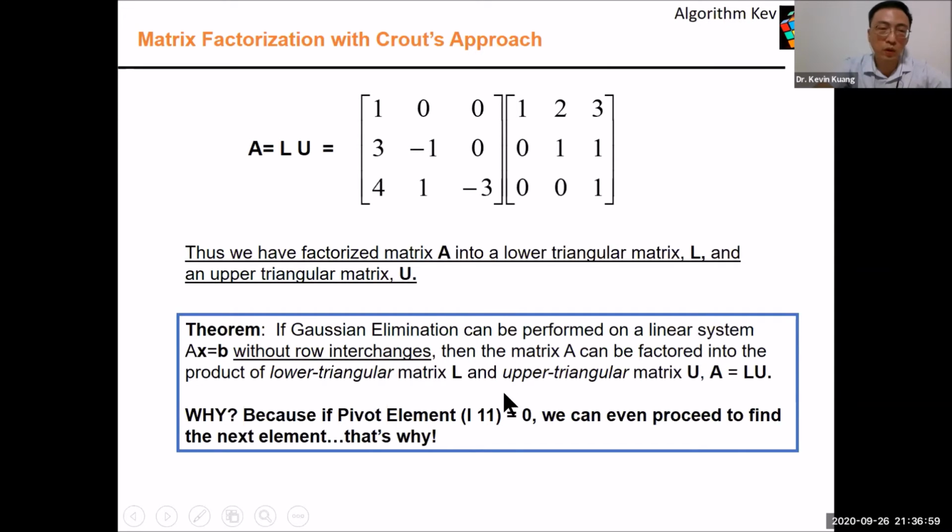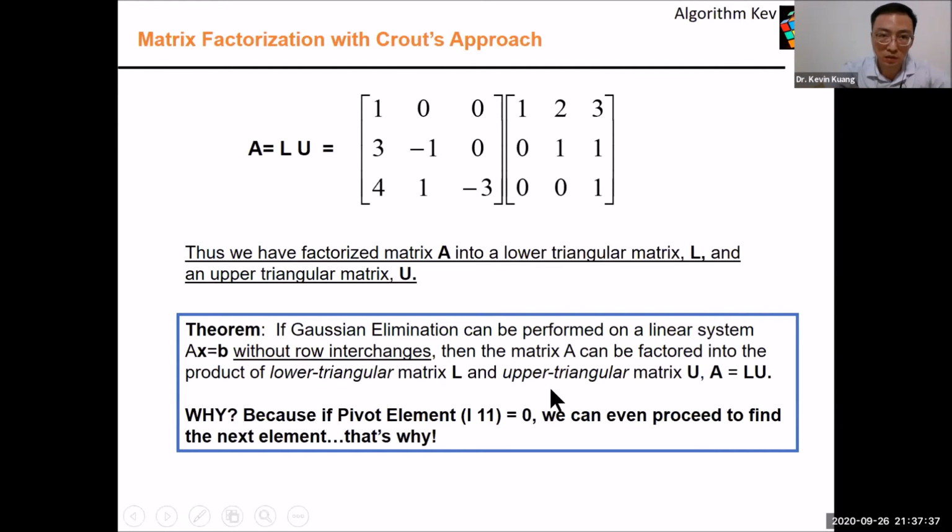Now let's note one particular theorem here. If Gaussian elimination can be used to solve the system of linear equations without row swapping or row interchange, then LU decomposition can also be used. However, if Gaussian elimination cannot be used to solve the system of linear equations as a result of having a zero at the diagonal, in other words, you cannot proceed with Gaussian elimination without row interchange, as we have seen in the previous class, in that case, LU decomposition cannot be achieved as well. And why is that so?